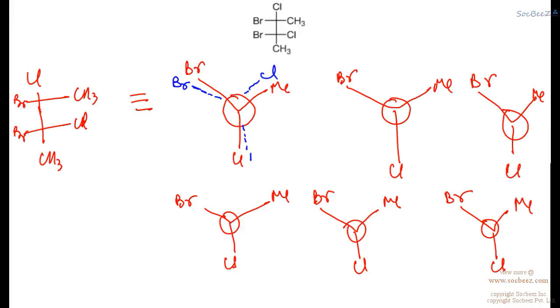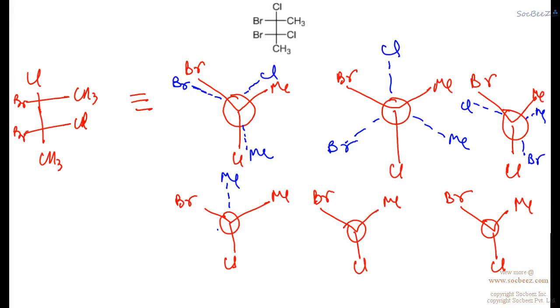Br, Cl, Me. Okay, now Cl, Br, Me. Cl, Me, Br, Me, Cl, Br. These all conformers are rotated 60 degree with respect to the previous ones.